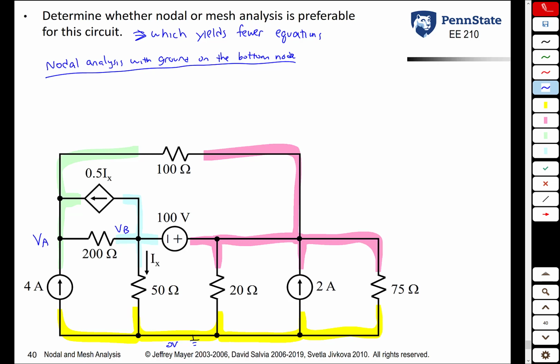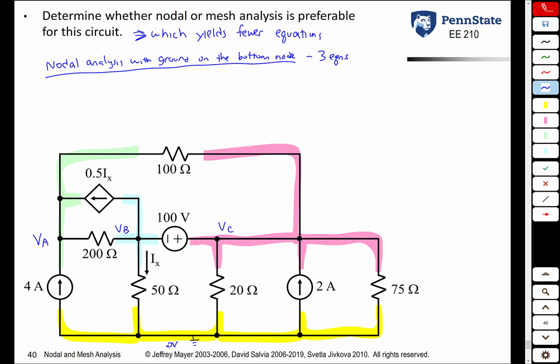The pink node, do you know its voltage? Once again, it's attached to the 100-volt source, but you better not say that that voltage is 100 volts at the pink node because the negative terminal of the 100-volt source is not grounded. So this is another variable, VC. So we see that we have 3 variables, VA, VB, VC. So we're going to have 3 equations. The specific equations I'm not going to write, but I'll write down what types they are.